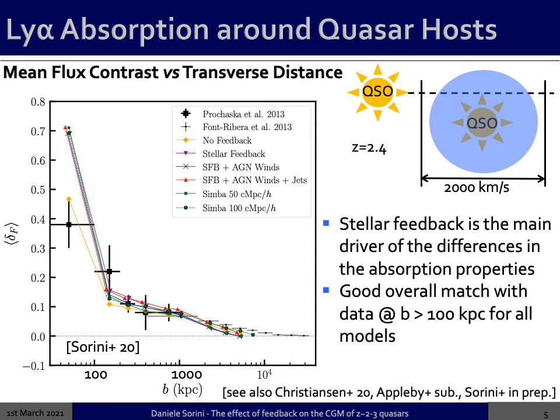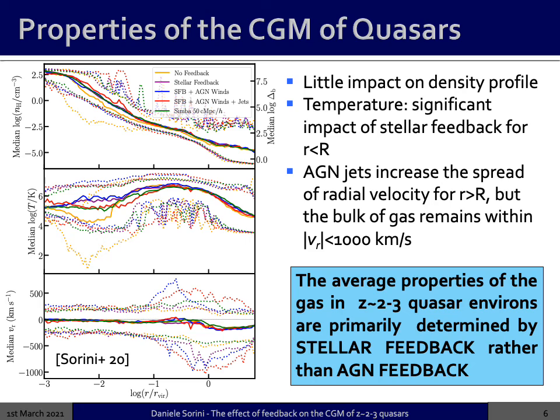Indeed, other works related to Simba, as well as another Simba paper that I currently have in preparation, show that the effect of AGN feedback, and particularly jets, becomes evident only after redshift 2, that is, at lower redshift compared to the quasar sample considered. This thus suggests that, according to Simba, between redshift 2 and 3, stellar feedback is the main driver of the differences in the absorption profile.